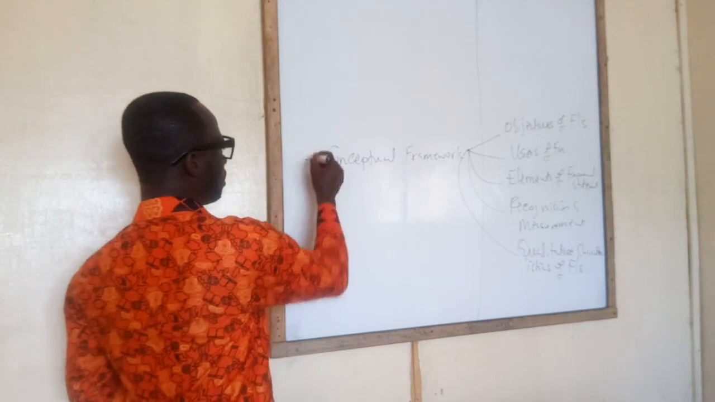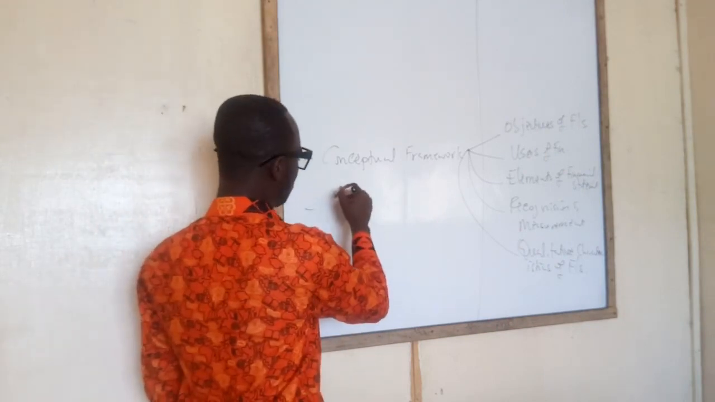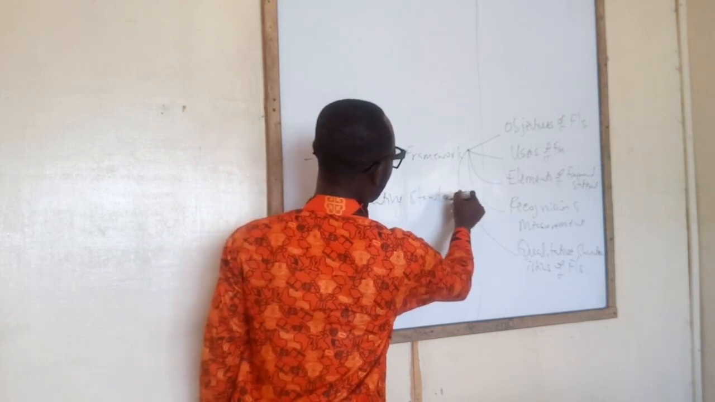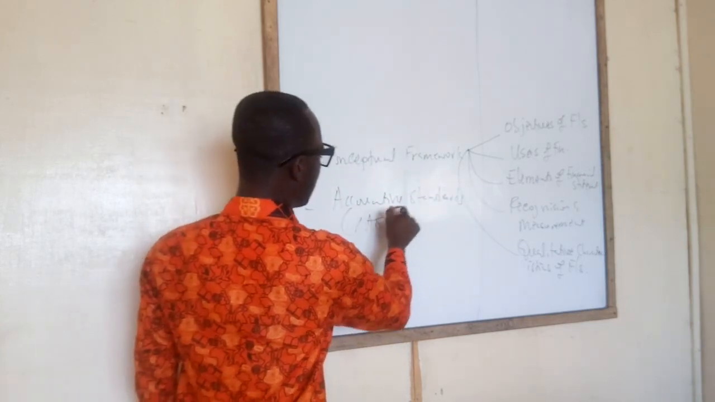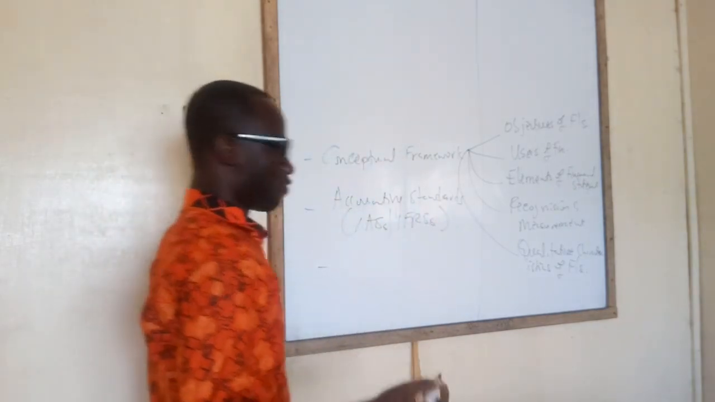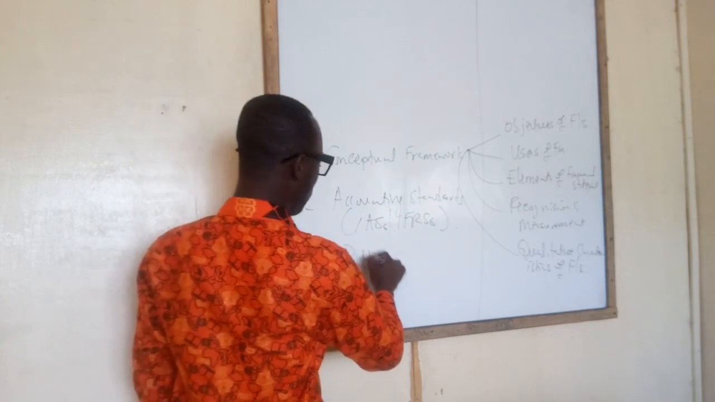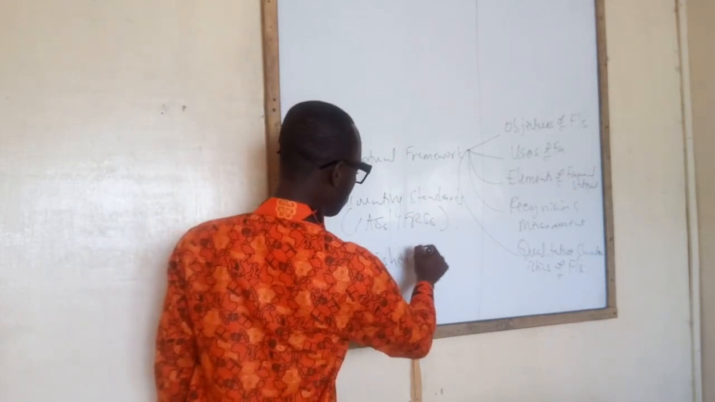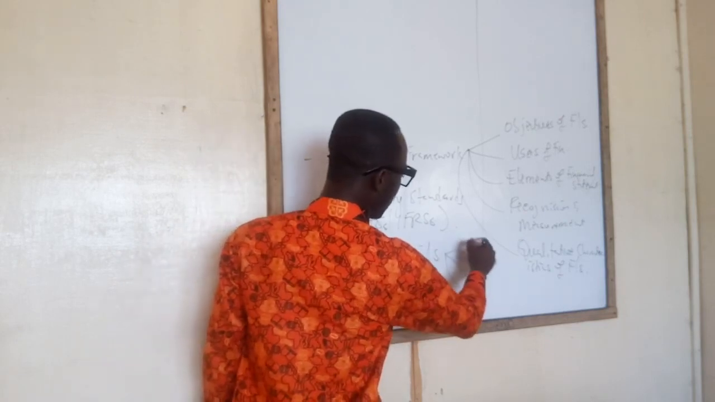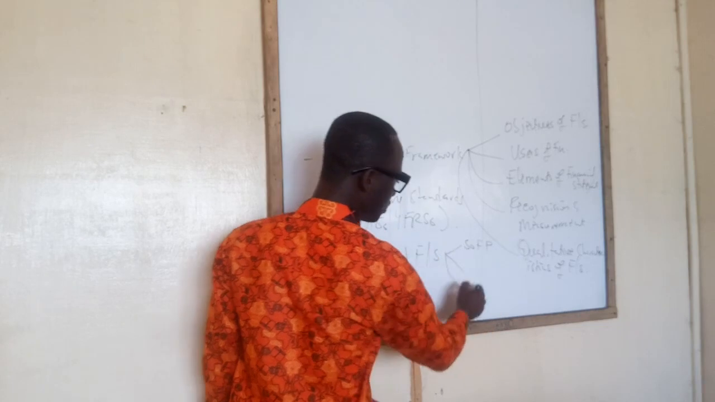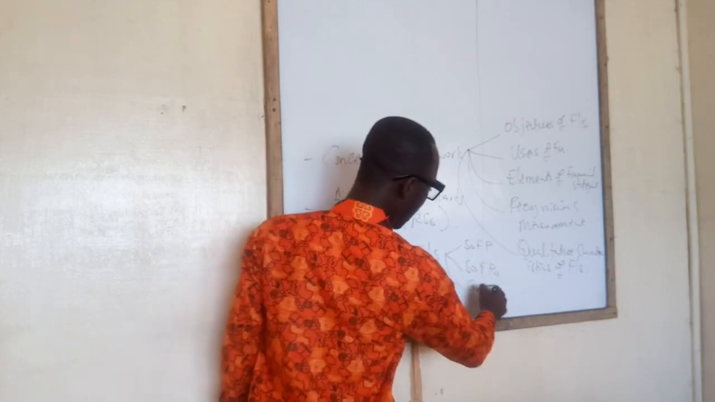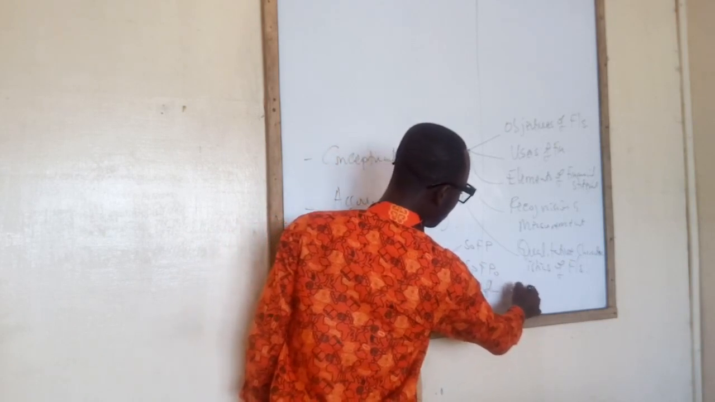From the conceptual framework, we move to accounting standards, so the IASs and then the IFRSs. From there, we discuss the published accounts or published financial statements, where we're going to be looking at the statement of financial performance, statement of financial position, then the cash flow statement.